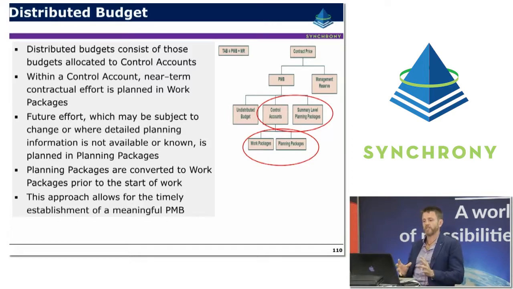So this approach allows for timely establishment of a meaningful performance measurement baseline. You can imagine if you're at the start of the project, you want to get the plan in place quickly, you want to get stakeholders in line. It becomes particularly difficult if you're trying to plan out detail at the far end of the project when there's so much uncertainty. It's not reasonable to know how all that's going to play out. So it actually expedites that establishment of the PMB as well.